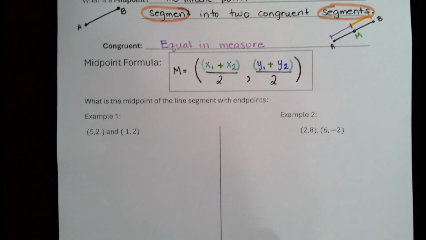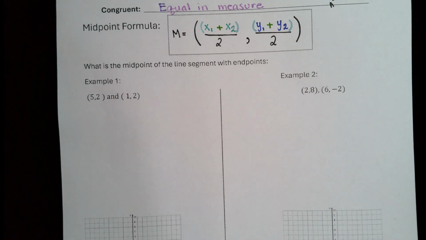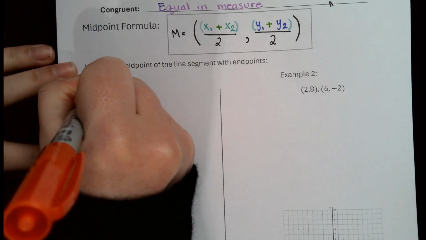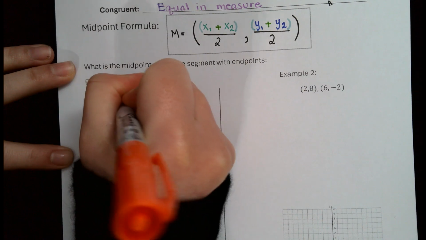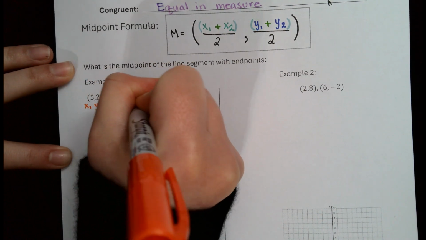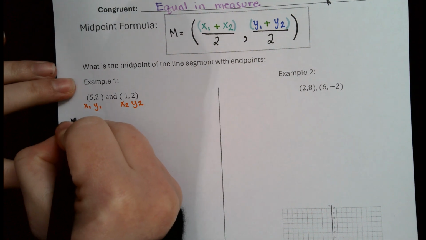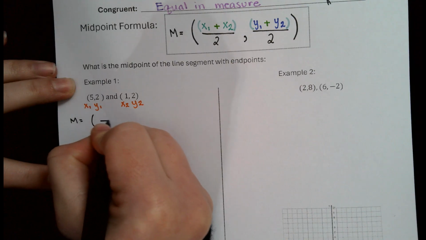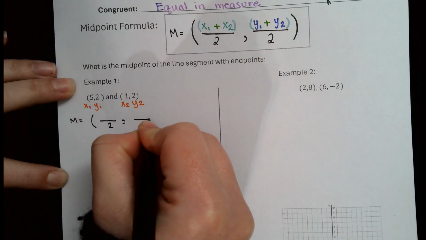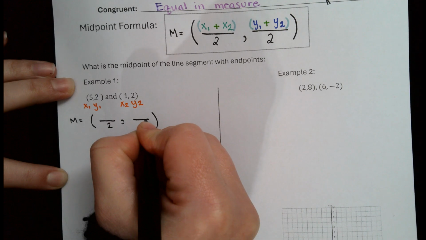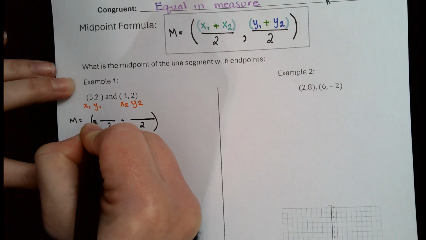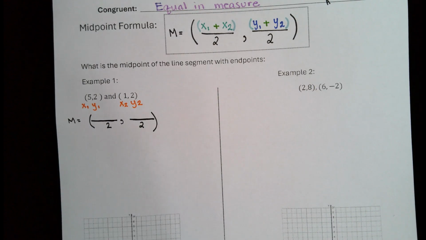So let's go ahead and do an example. Let's do example 1 first. Step number 1 in example 1, we need to first label our point. To label our point, we have x1, y1, x2, y2. We need to write out the formula. So we're going to start off with M equals open, divided by 2, comma, divided by 2, close it. Let's make this line a little bit bigger because we are going to need to add. Let's put in our pluses.